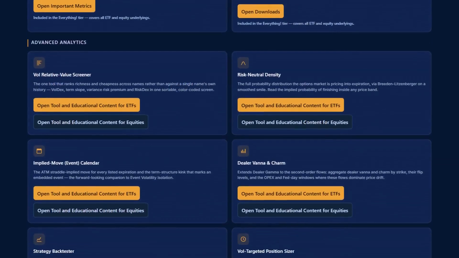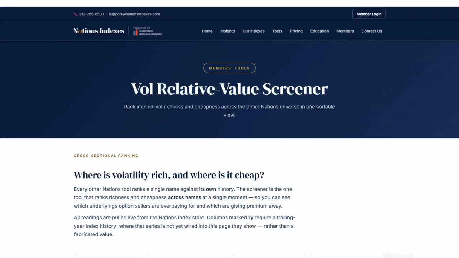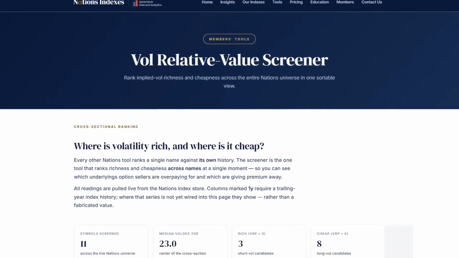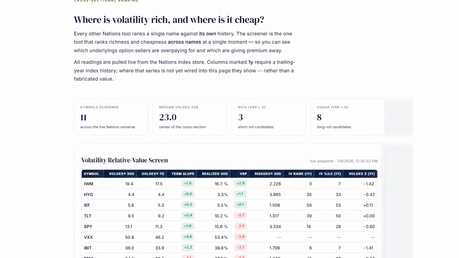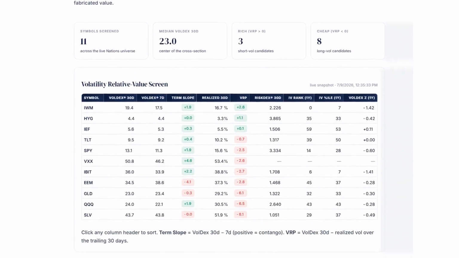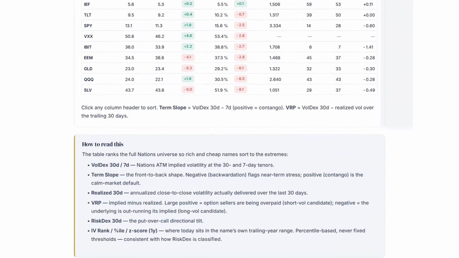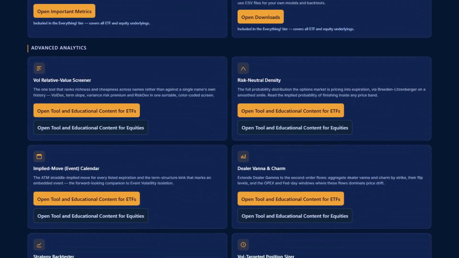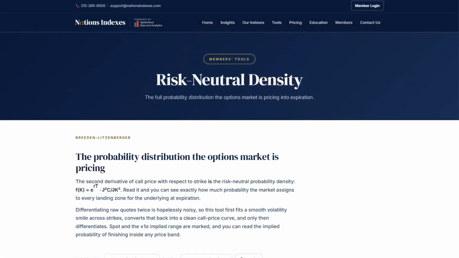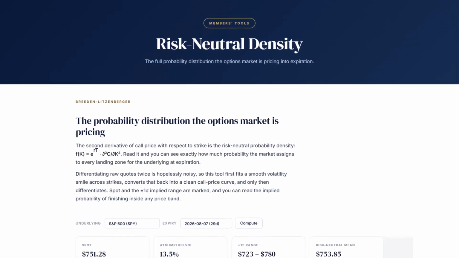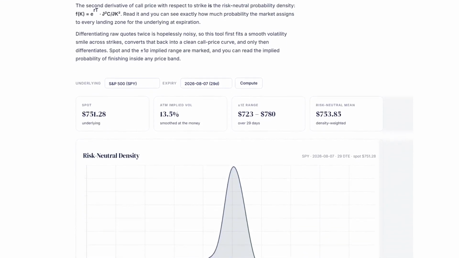The Vol Relative Value Screener ranks richness and cheapness across names, not just against one name's own history. VolDex, term slope, variance premium, and RiskDex in one sortable color-coded screen. It's a daily source of fresh trade ideas. Risk-neutral density shows the full probability distribution the options market is pricing for expiration. Want to know the odds the market puts on a 10% drop or a 5% rally? It's right there on the chart.